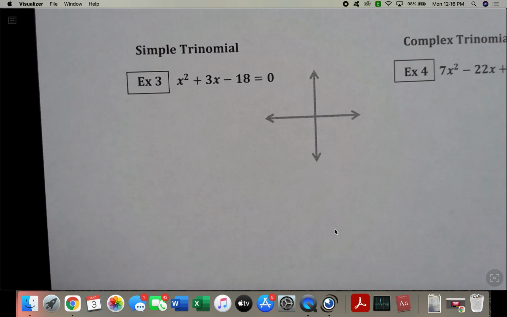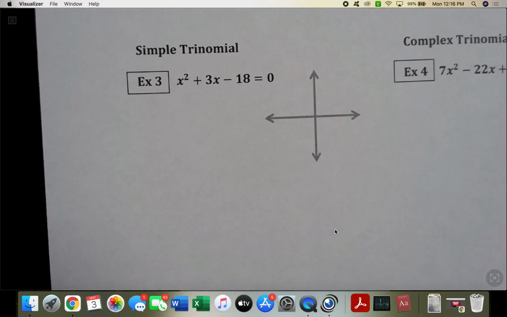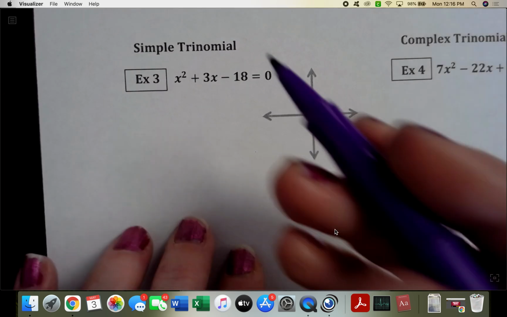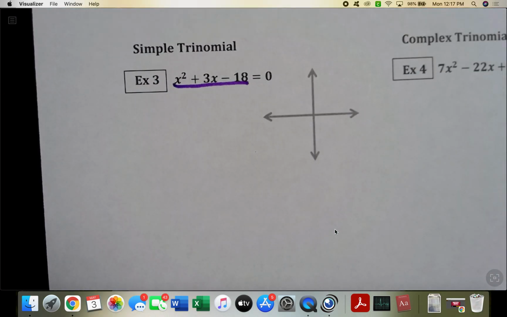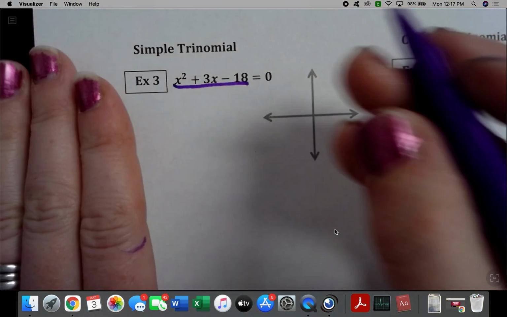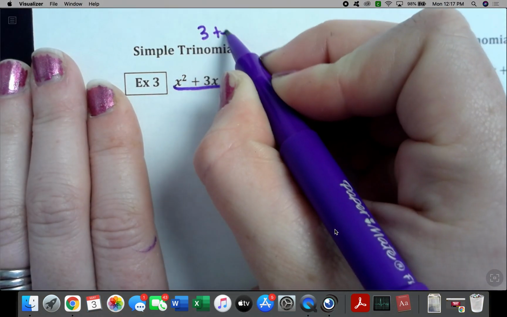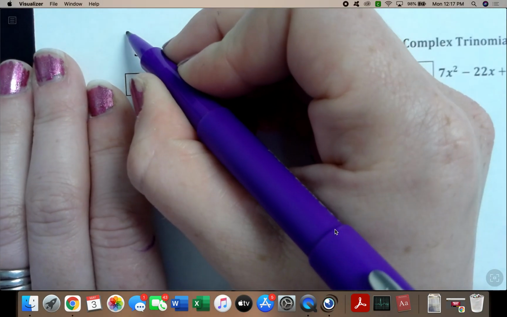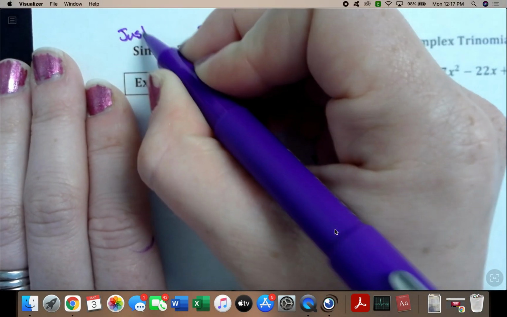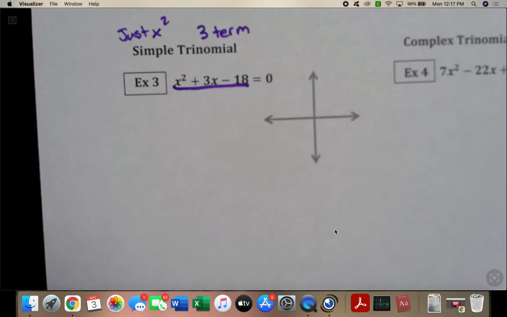Ready for simple trinomial on the backside? These we dealt with a lot this year. How do you know it's a simple trinomial? Trinomial means there are 3 terms, right? And simple means no number in front of the x squared, just x squared and 3 terms.